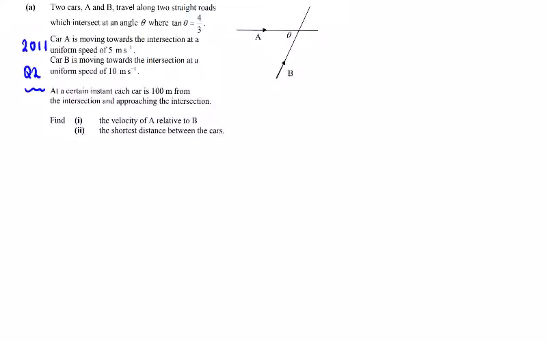So here we have the 2011 relative velocity question. A and B are travelling on straight roads. So which one is going to get to the junction first really is the question we ask ourselves here. And then tan of theta we're given is 4/3. So anytime we see tan of theta given in a question, we know we're going to need sine and cos.